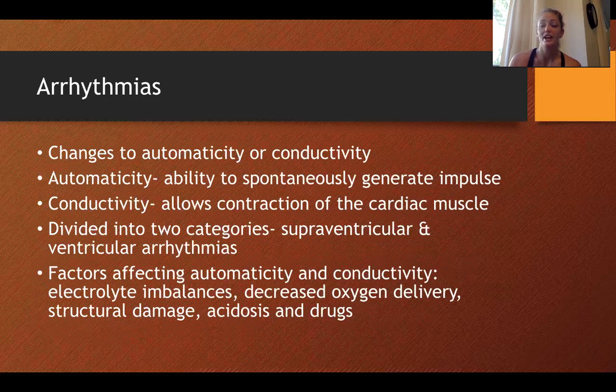In order to understand how antiarrhythmic medications work, we must have a better understanding of arrhythmias themselves. Arrhythmias occur when there are changes to the automaticity or the conductivity of the heart cells. Automaticity is the ability of the heart cell to cause a spontaneous depolarization, generating that electrical impulse. This helps control the heart rate. Conductivity allows the impulse that is generated by the SA node, or the pacemaker of the heart, to travel, stimulating the heart muscle to contract, like we talked about in the previous slide.